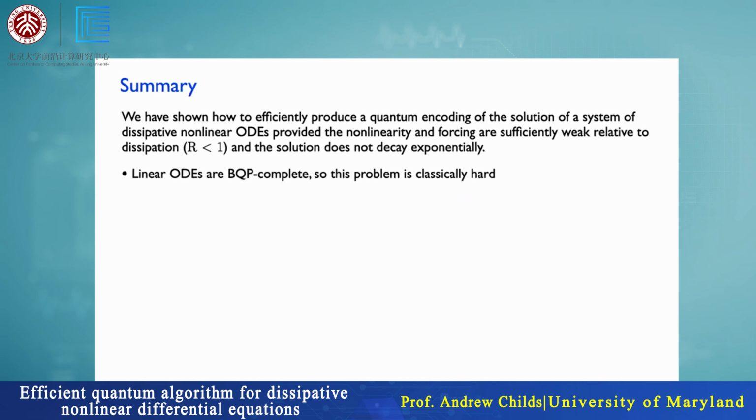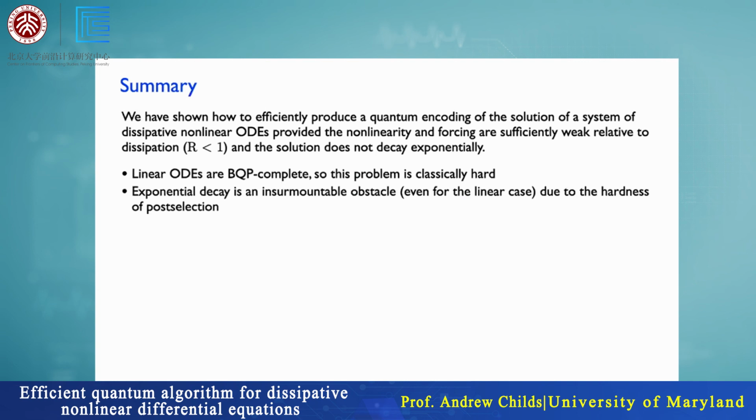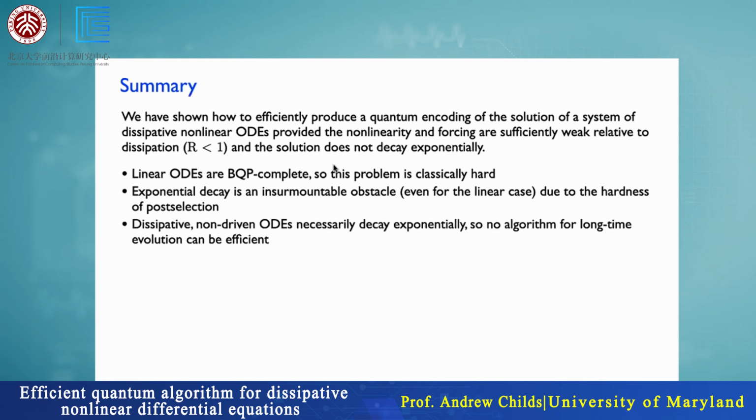So we know that this is a problem that includes things that are hard for classical computers. Like this general class of problems certainly includes BQP-hard problems. So this is doing something that we think is really showing quantum computational power. This requirement that the solution not decay exponentially is somehow necessary. This is just a condition that we know we need to have for the algorithm to be efficient because of the hardness of simulating post-selection.